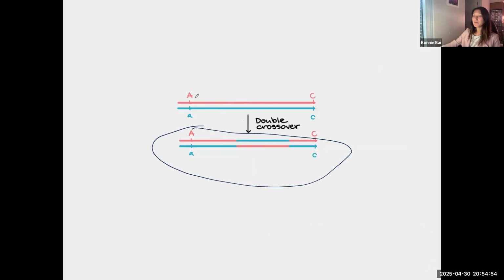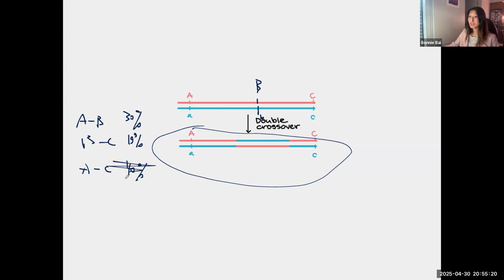This is showing you that, let's say, the recombinant frequency of A and B is 30%, and B and C could be 10%. Then A and C technically should be 40%, but in reality it could be smaller. It could be like 37%.